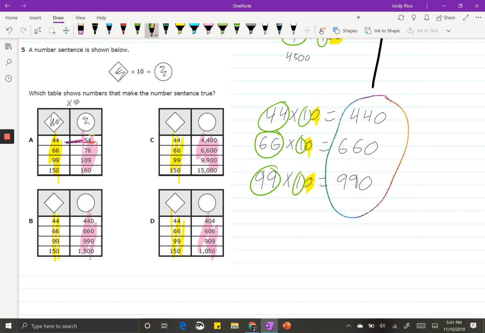Which one of these, A, B, C, or D, matches with what I have so far? It's not this one, 54, no. It's not this one, that's too big. They added 2 zeros. It's not that one. I don't know how they got the extra 4. That doesn't make any sense, so it's not that one. So the answer is J.